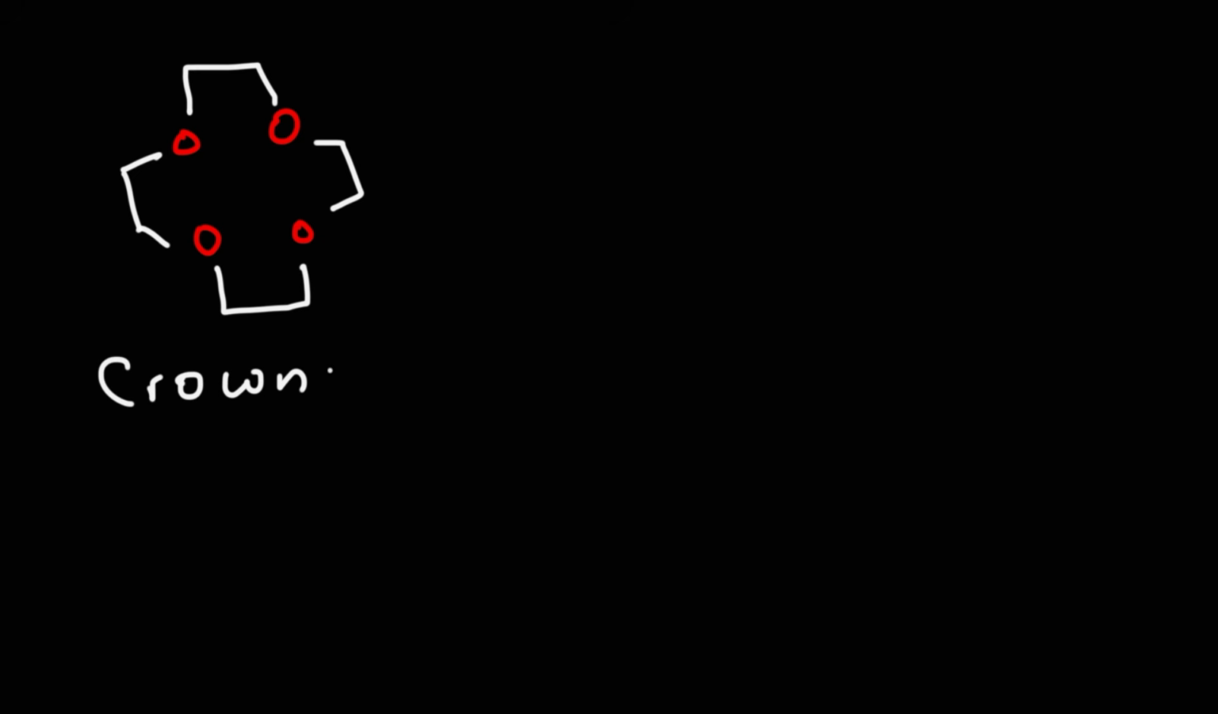Now, there's another special class of cyclic ethers that I want to discuss. If you're taking Organic Chemistry 1, you're going to see it when you go over SN1, SN2 reactions. So this is called a crown ether. Specifically, this is called a 12-crown-4 ether. There are 12 atoms in total, 4 of which are oxygen atoms, and 12 minus 4, the remaining 8 are carbon atoms.